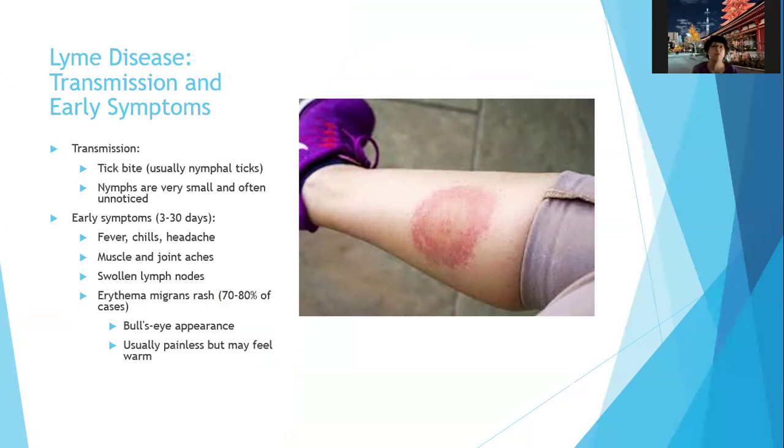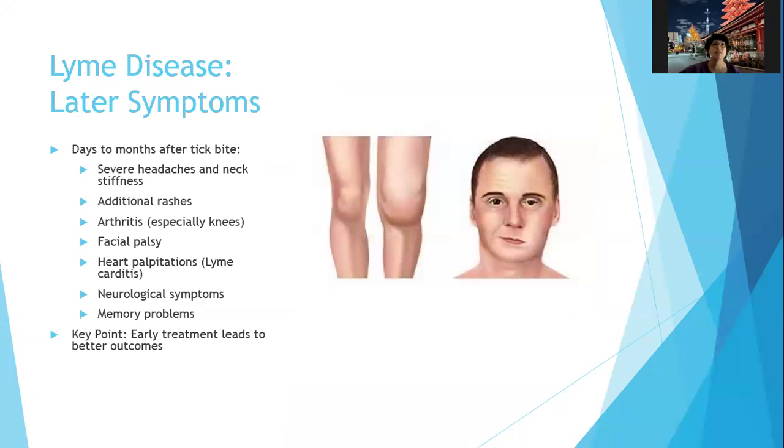So in the first 3 to 30 days, fevers, chills, headache, so that sounds like the flu, right? Similar to flu, but it lasts longer, and swollen lymph nodes. Then you get this bullseye rash, and there's a picture of it right there. It's usually painless, but it might feel warm. So that rash is in 70 to 80% of cases. And then they're thinking, oh, wait a minute, maybe it's not the flu, maybe it's something else.